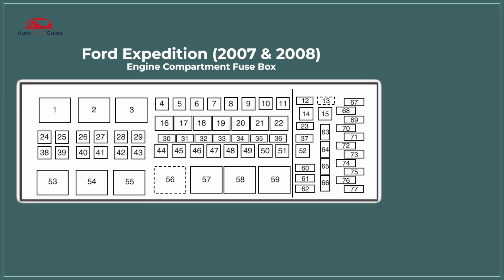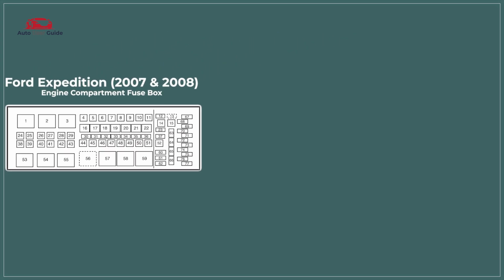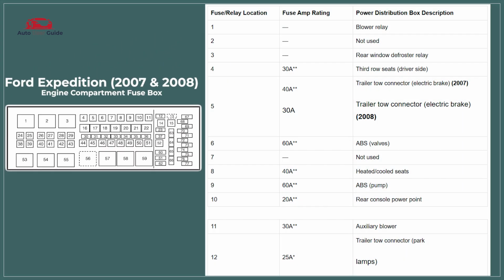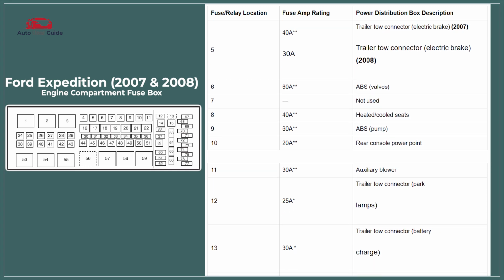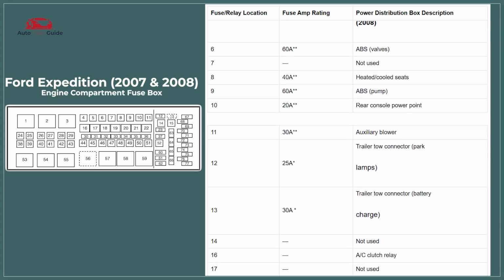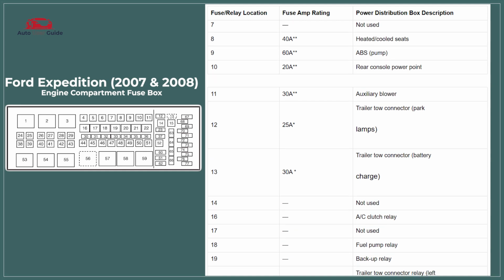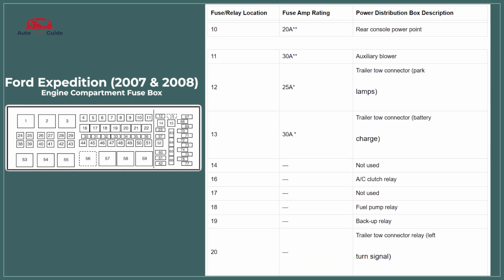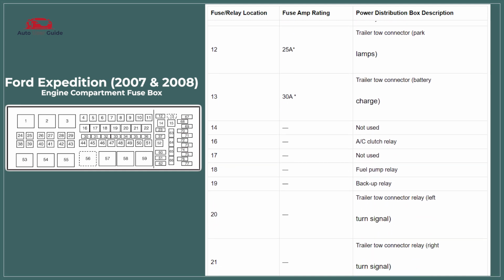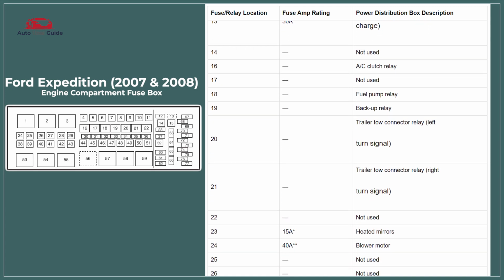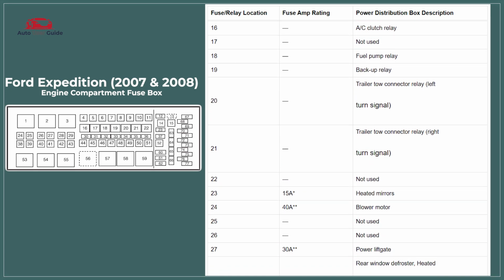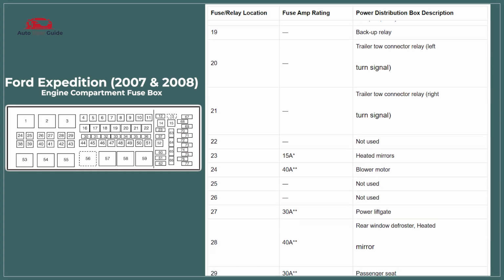The engine compartment fuse box in the 2007 and 2008 Ford Expedition distributes power to critical engine and drivetrain systems, including the fuel pump, ignition coils, and cooling fans. It contains high-amperage fuses and relays for protecting vital underhood components. The box is designed for reliability under high-temperature conditions. It supports system diagnostics and helps maintain overall vehicle performance.